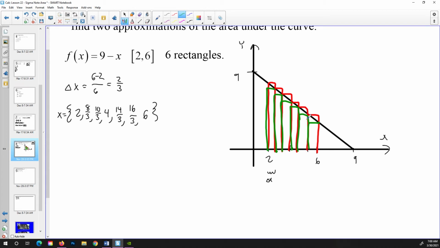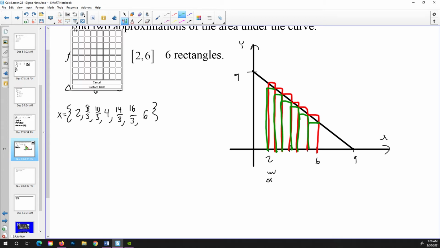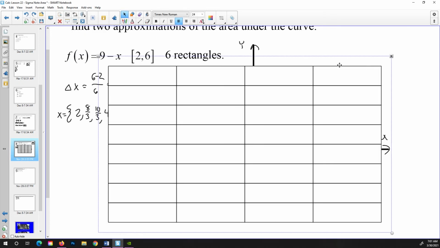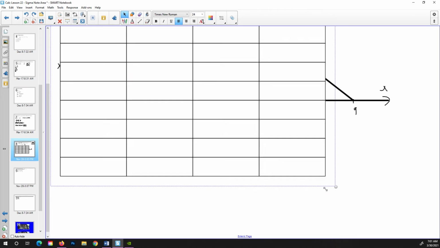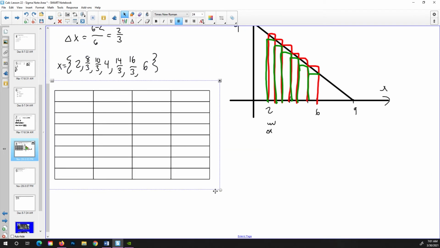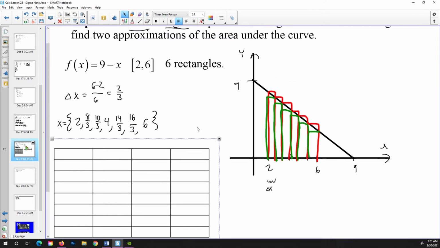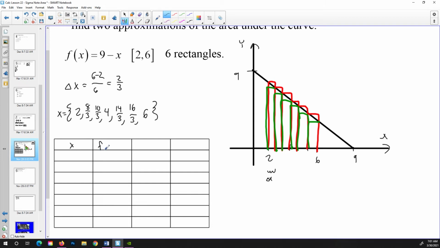You'll notice this rectangle and this rectangle are the same. This rectangle and this rectangle are the same, and we have some matches here. So let's simplify our work by making a table. All right, call this our x. Let's call this f of x. Let's call this delta x. And let's call this the area.